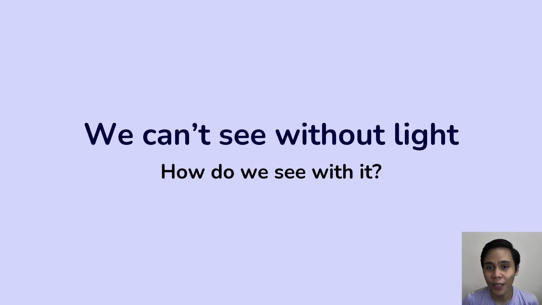What's up, science fam? When it's dark, we can't see anything. If there's no light, there's absolutely nothing you can see. It's just pitch black. But how do we see with light? What exactly is it about light that lets us see the things around us? That's what we're going to talk about in this session.